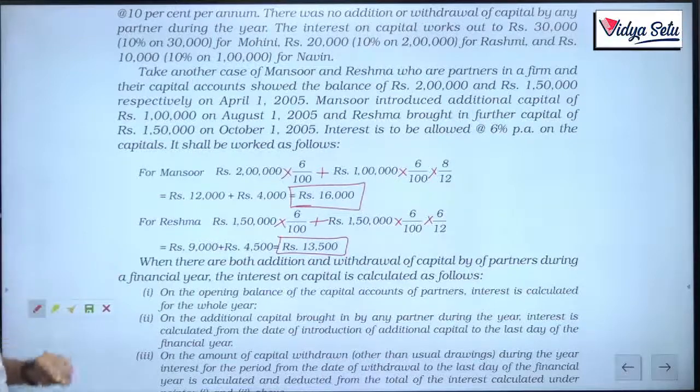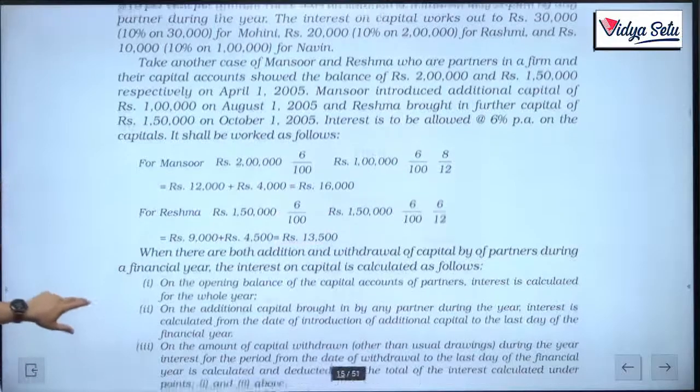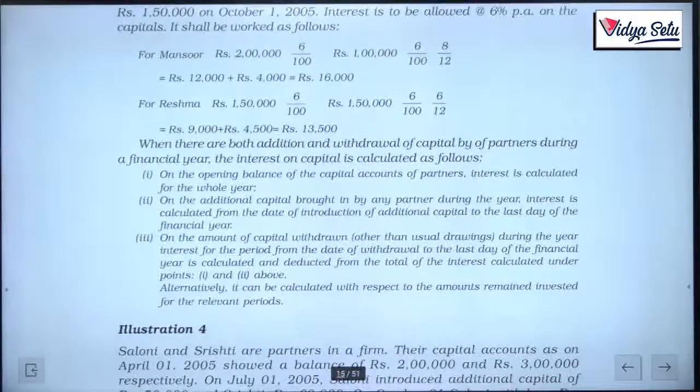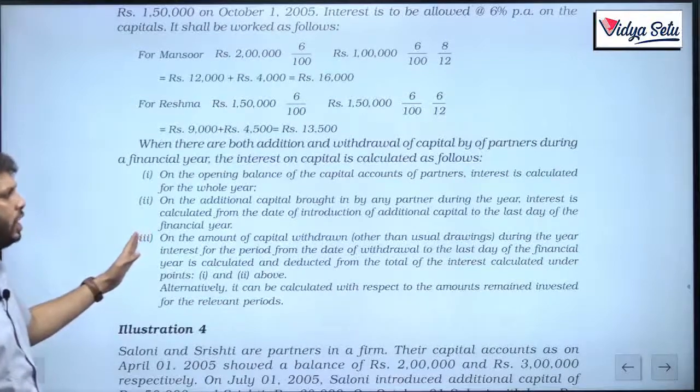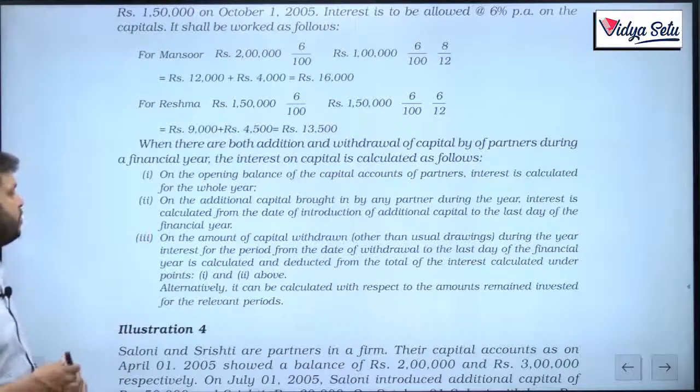Now, if you have done this, we'll move further. When there are both addition and withdrawal of capital by the partners during the financial year, the interest on capital is calculated as follows. On the opening balance of capital account of partners, interest is calculated for the entire year. On additional capital brought in by any partner during the year, interest is calculated from the date of introduction of additional capital to the last day of the financial year.